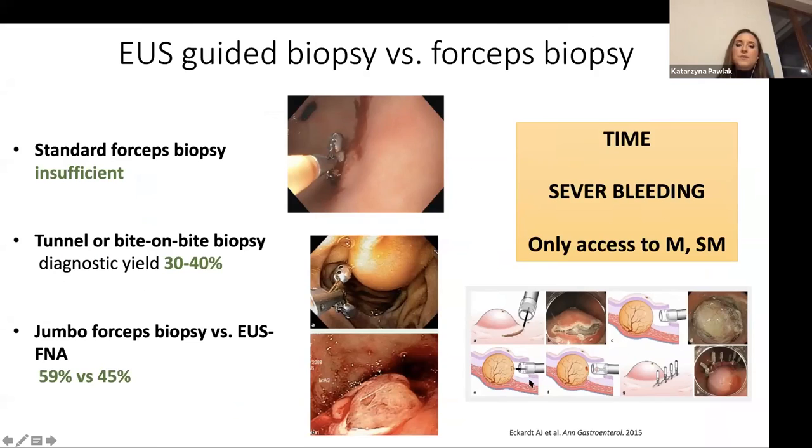especially when it comes to the tunnel biopsy, like you can see here, and it can also be related with severe bleeding. And in the case of standard forceps biopsy, even bite-on-bite biopsy, they can only access subepithelial lesions located in the mucosa or even submucosa only. So generally, they are dedicated for very, very superficial subepithelial lesions.